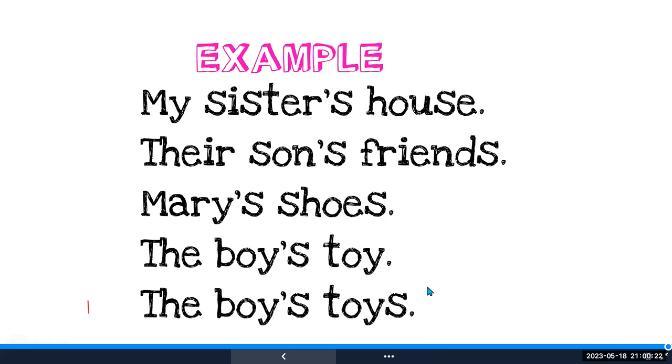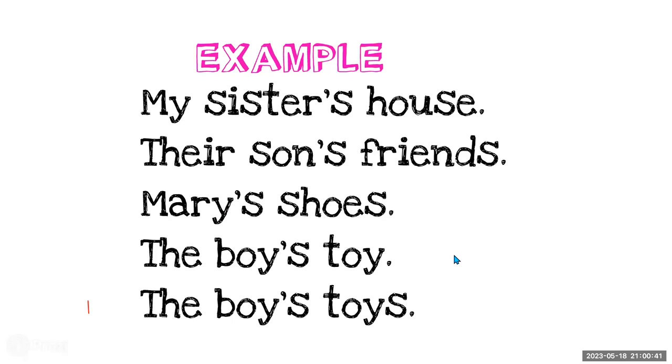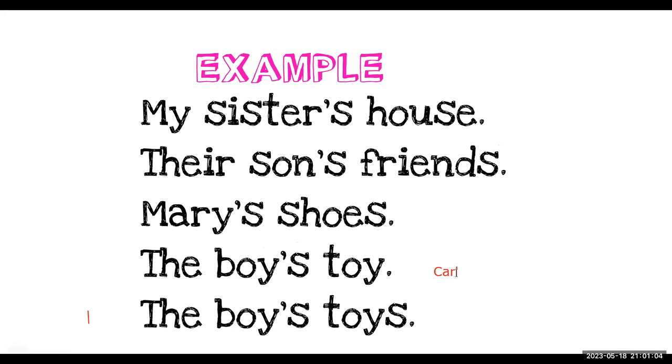But let me see, something is missing here. Yo creo que algo hace falta acá. What about if... ¿qué sucedería, por ejemplo, si el nombre termina en S? ¿Qué hago? Por ejemplo, tengo lo siguiente. I'm going to explain this in Spanish because I want you to understand what I'm saying. Okay, yo tengo así, Carlos. Y quiero decir, la casa de Carlos. I'm going to put the apostrophe after the S. I'm going to do it this way, okay?